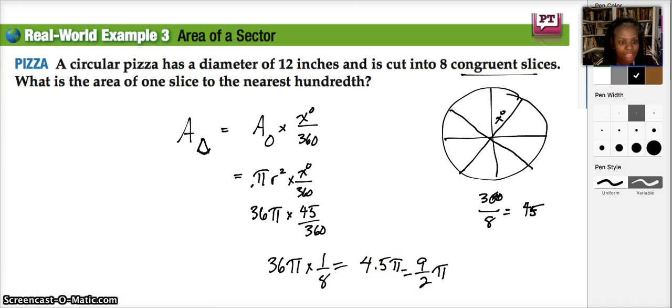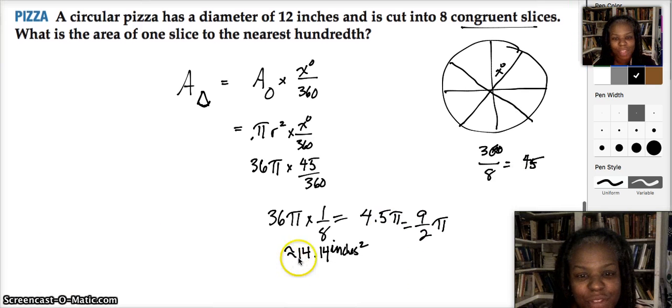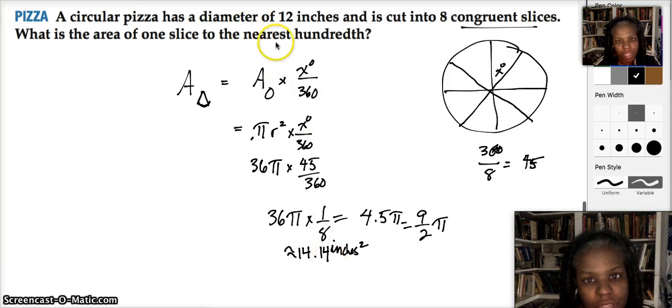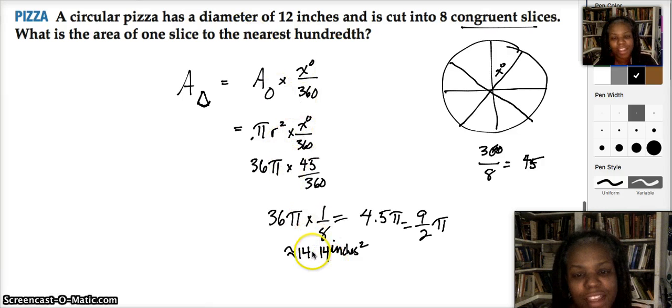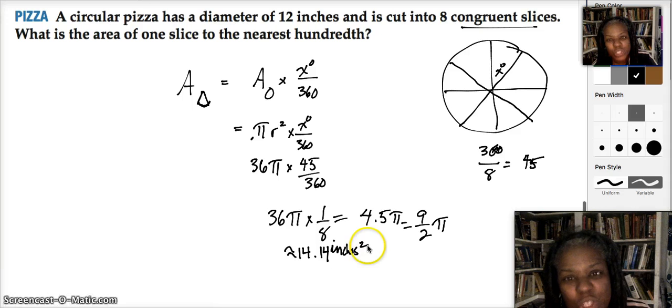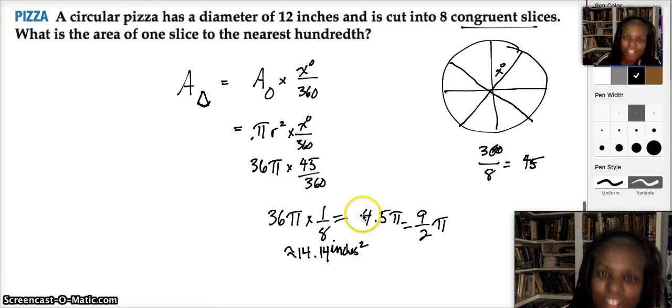Or we can take a calculator break. And when we do that, we get 14.14. They did say rounded to the nearest hundredth. 14.14 inches squared. So that's the area of our slice of pizza.